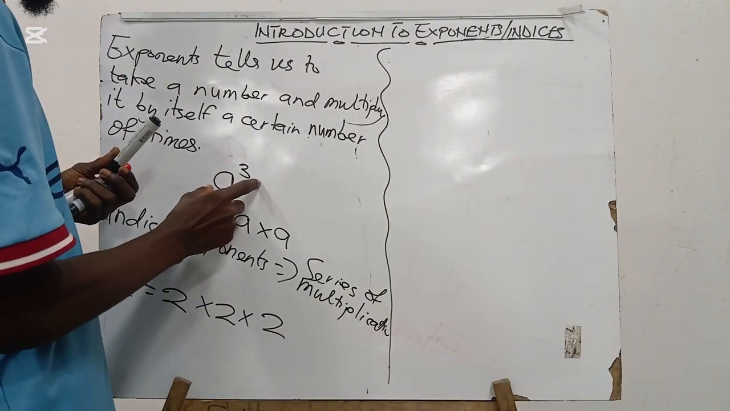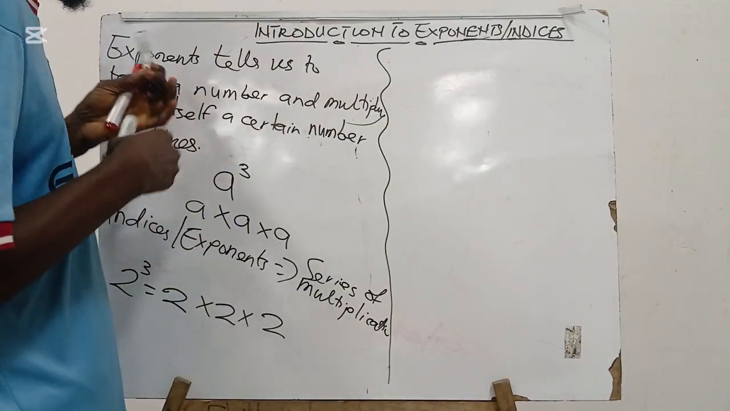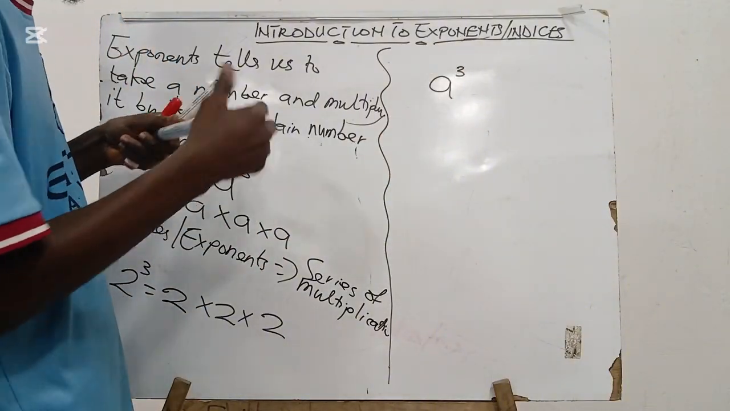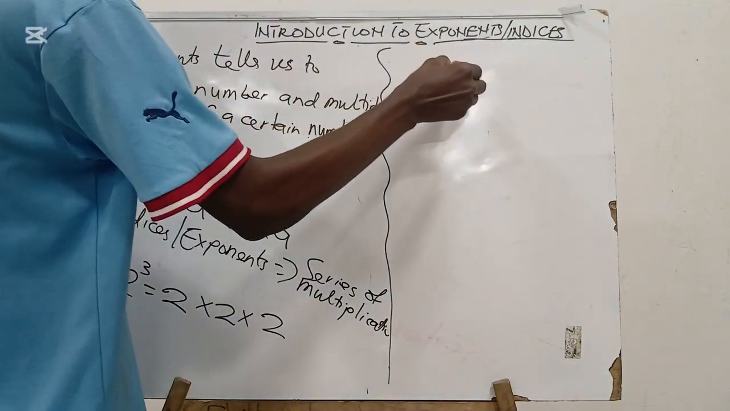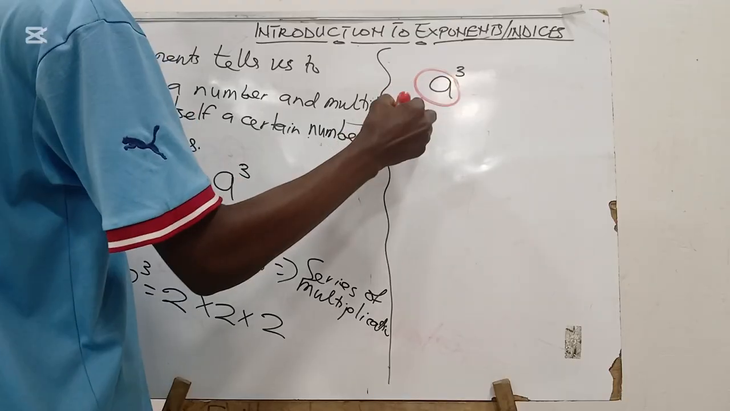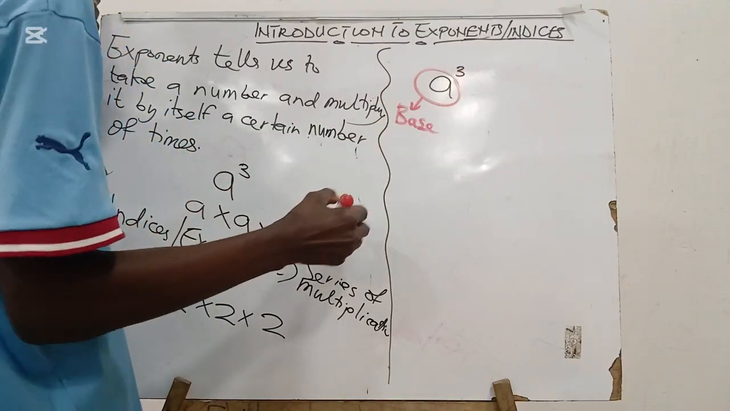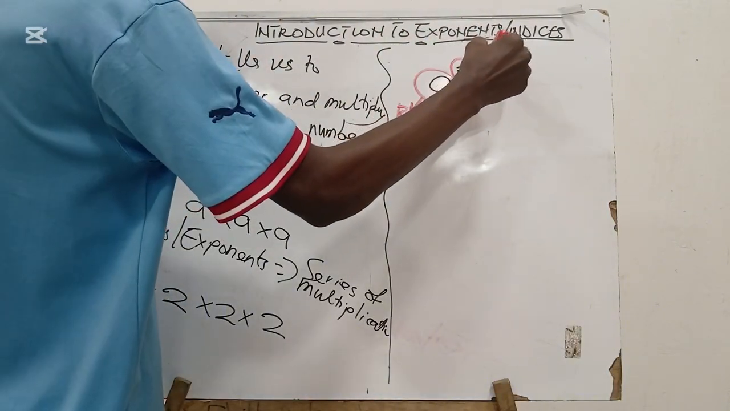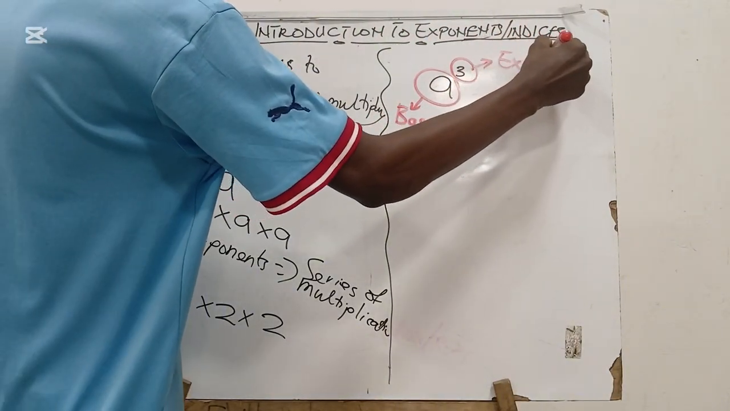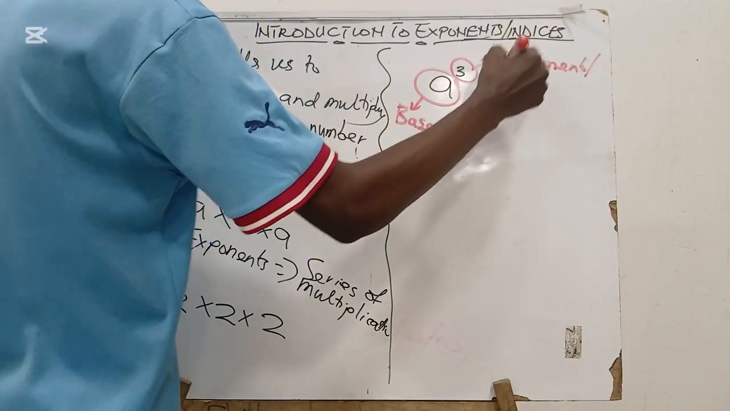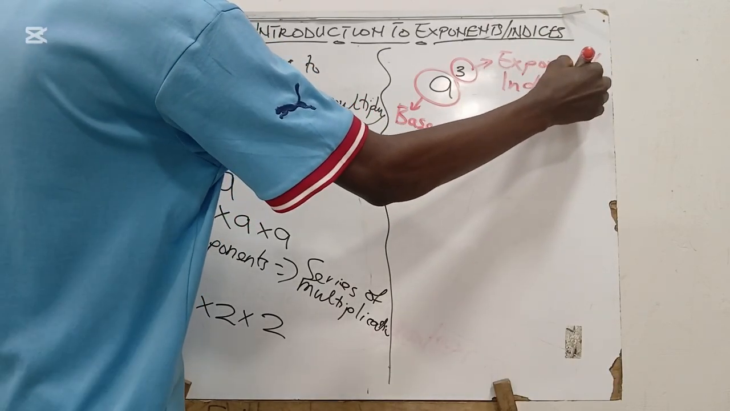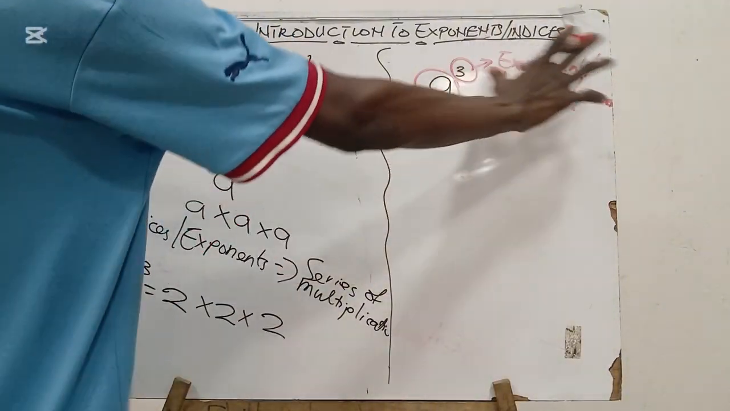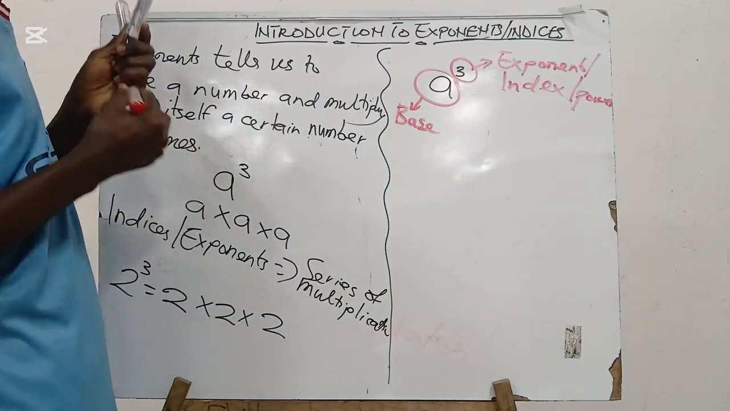So there is something you should also know. The way I have written this, earlier on I wrote a exponent 3, we call this big number here the base. Are you okay? And then this small number here, we call it the exponent or the index or the power. So this is it. Are you okay?